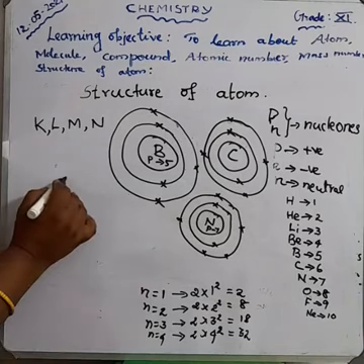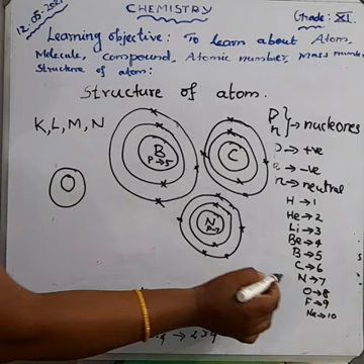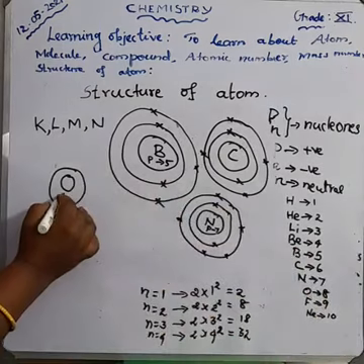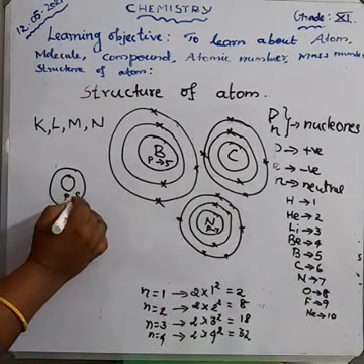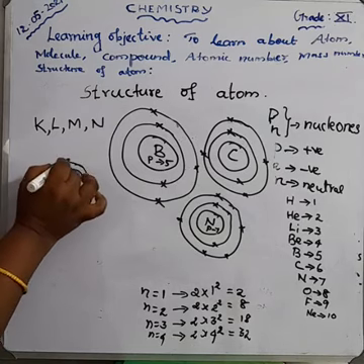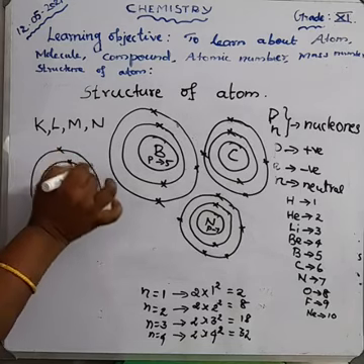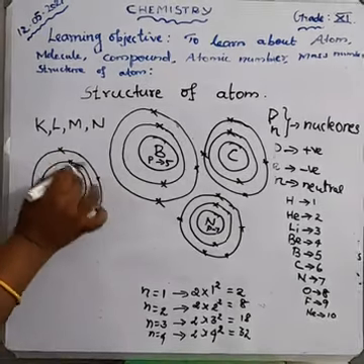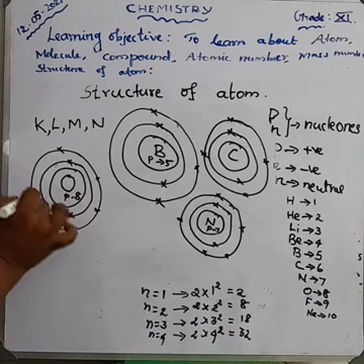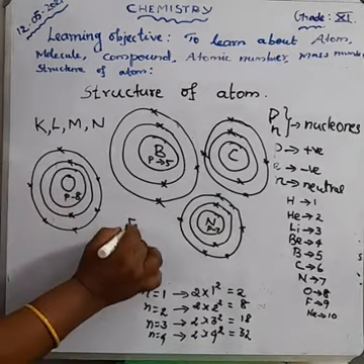Okay, and then oxygen. This is the nucleus of the oxygen atom. The atomic number is 8. So the number of protons is 8 and electrons also 8. First orbit 2 electrons and second orbit 6 electrons. Okay, understand? And then the fluorine atom.